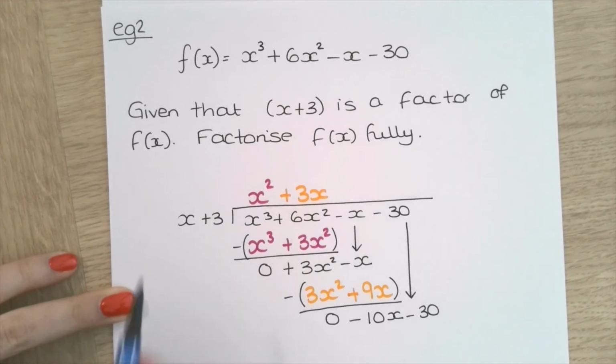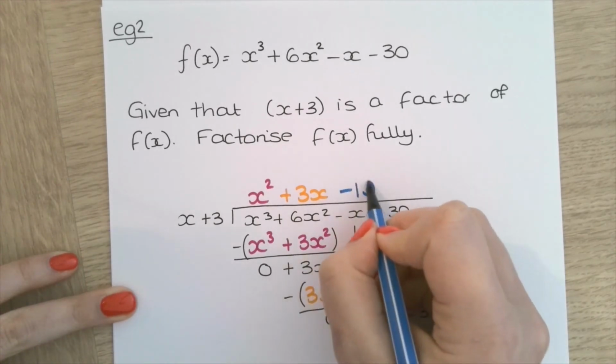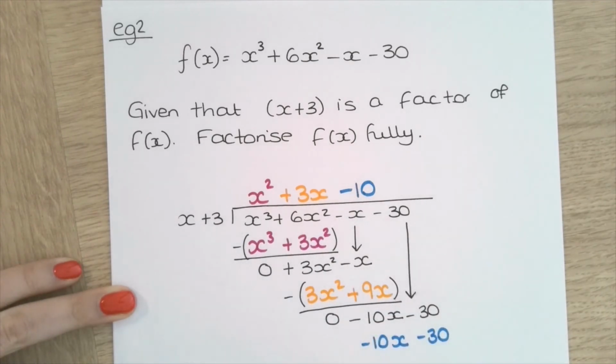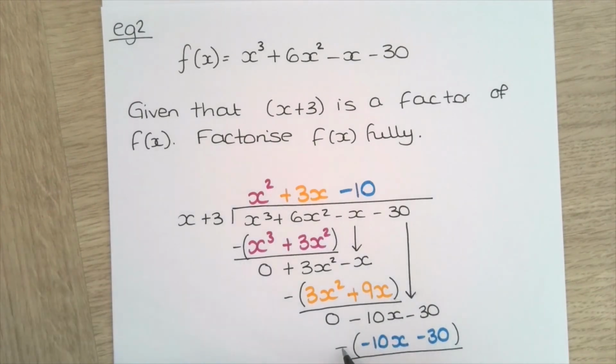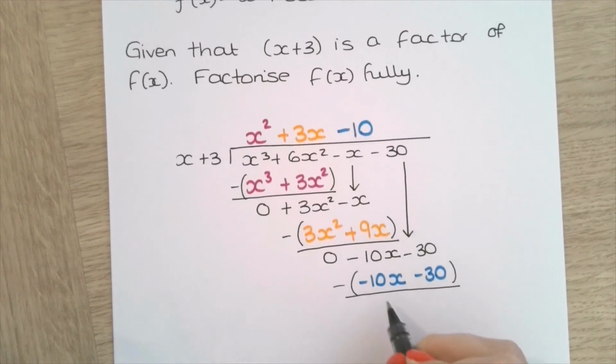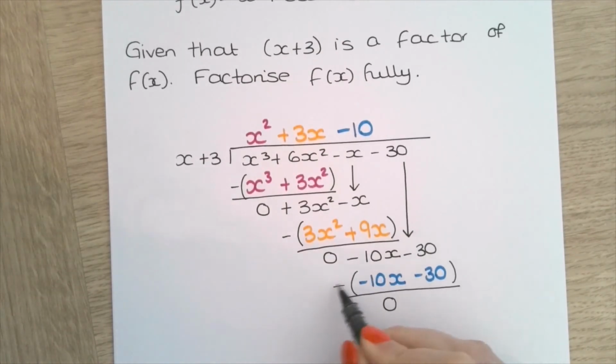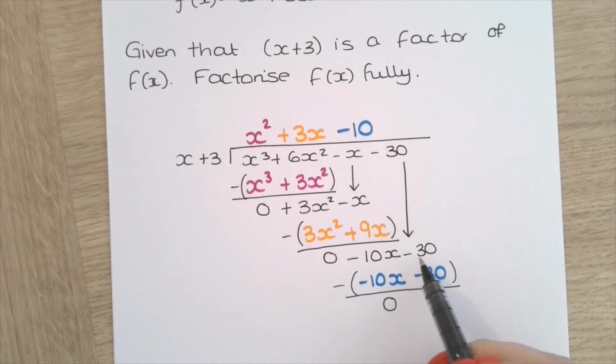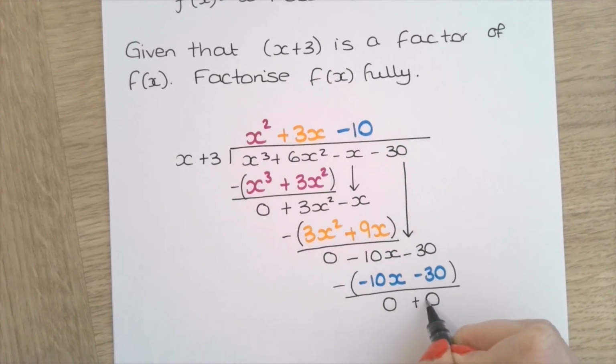Negative 10x divided by x leaves me with negative 10. Negative 10 times x, negative 10x. Negative 10 times 3 is negative 30. Subtract that. Negative 10x take away negative 10x is going to leave me with 0, because negative 10x add 10x is going to get me 0. Negative 30 take away negative 30 again, so I'm going to add on 30 to negative 30, gets me 0. This is it showing that it is a factor, there is no remainder.